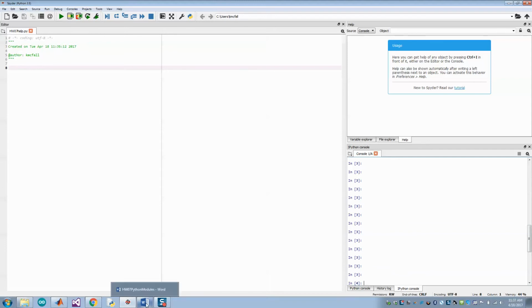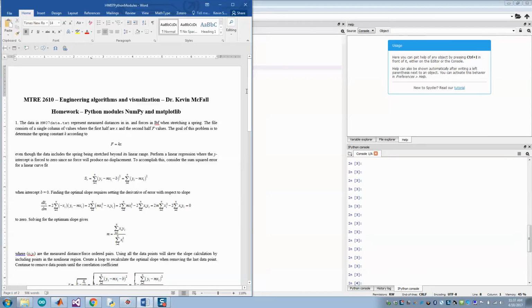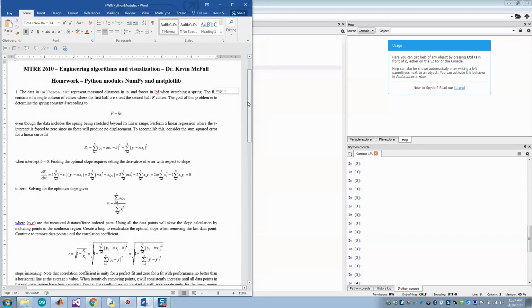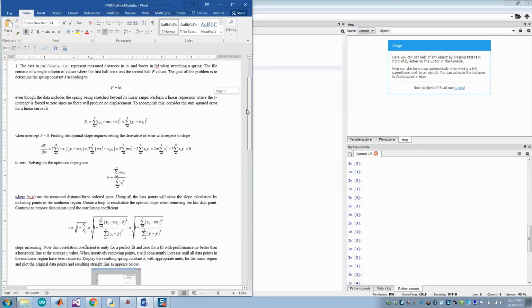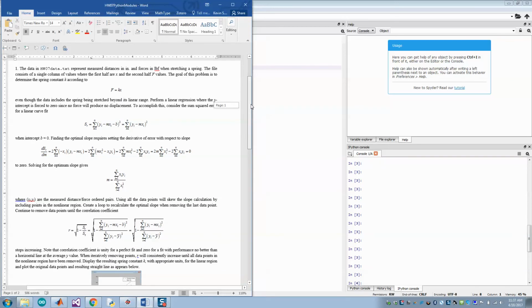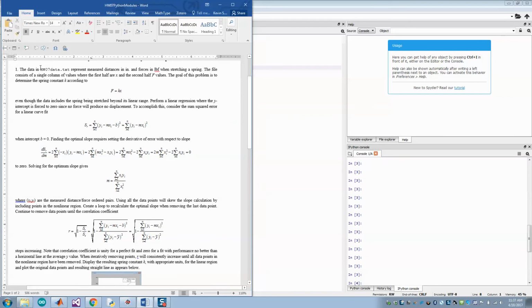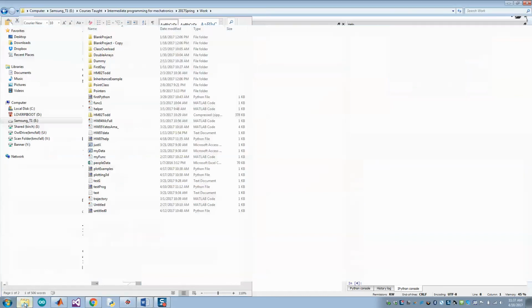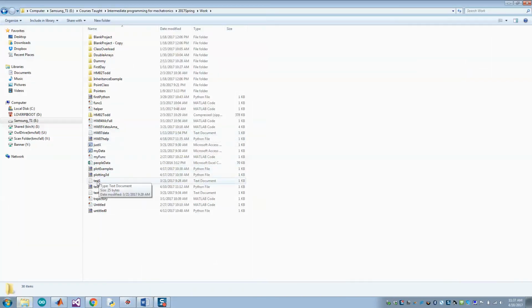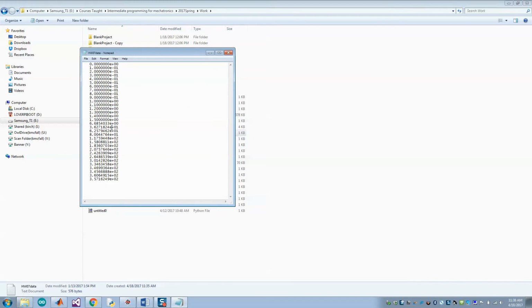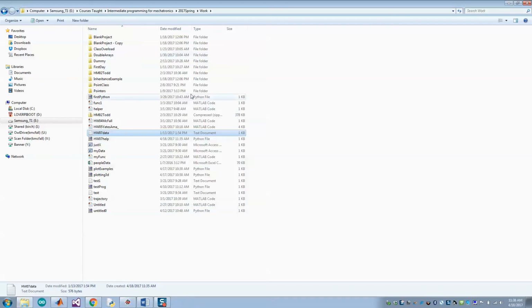Okay, so the first one, if we look at problem number one here, this is a problem having to do with data regression. First of all, we have some data to deal with, and it's in this homework 7 data.txt file. If you open that in Notepad, here it is. You see there are a bunch of different numbers, and it's just a text file, so this is an ASCII file.